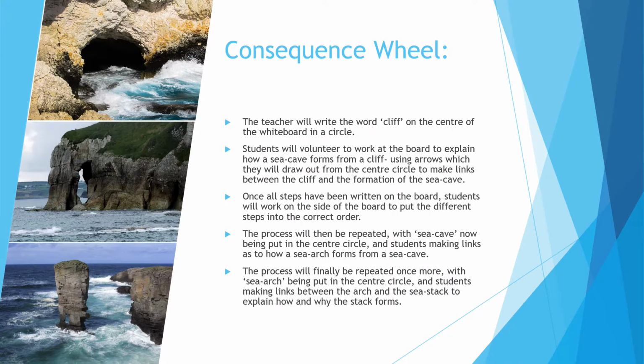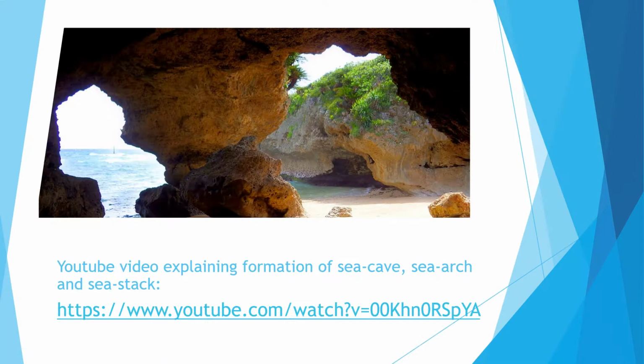The consequence wheel would be an appropriate methodology to be used for this component of the topic, as the consequence wheel is all about making links, and so students could make links between the different features of erosion as they are all linked to one another and are formed from one another, and so students could portray to the teacher the knowledge they have related to each and their understanding of the links between each.